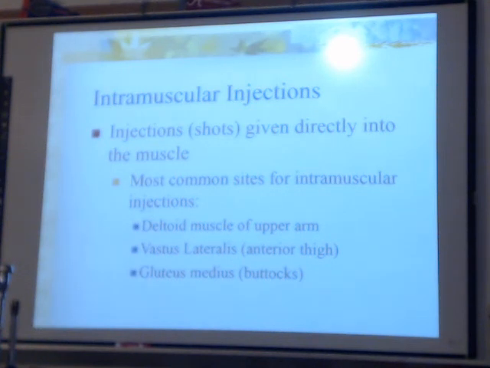I will probably ask you a question about which of the following is not a normal muscle for intramuscular injections. And I will not list upper arm, anterior thigh, and buttocks. I will list deltoid, vastus lateralis, and gluteus medius. I may add vastus medialis, or I might add gluteus maximus on there, and you'll have to tell me which one doesn't belong.